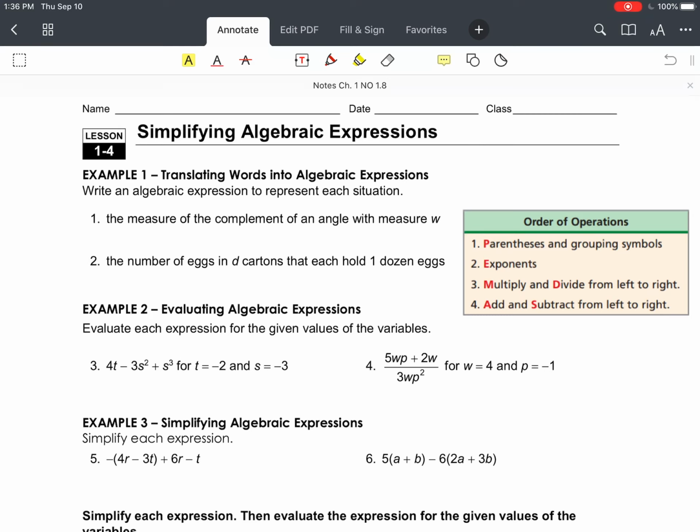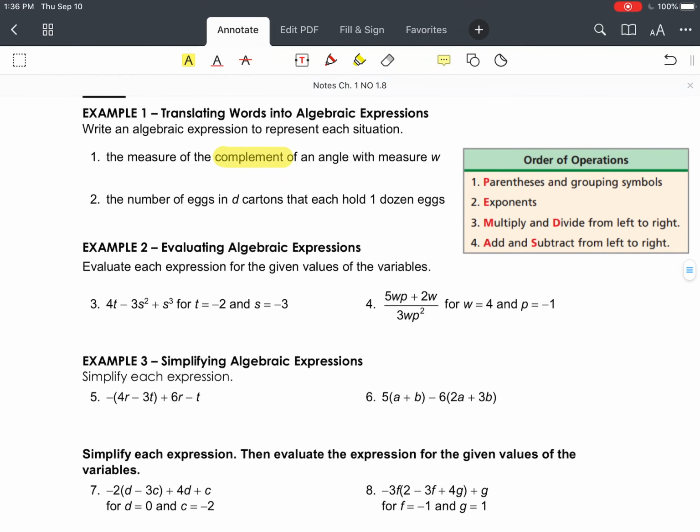Example 1, write an algebraic expression to represent each situation. The measure of the complement of an angle with a measure of W. Complement is a word from geometry. You might not remember it, but it means two angles that add to 90 degrees. So to find the other angle, if you know one angle is W, you just subtract. It's 90 minus W. That's the complement of an angle with measure W. Again, the two angles have to add to 90.